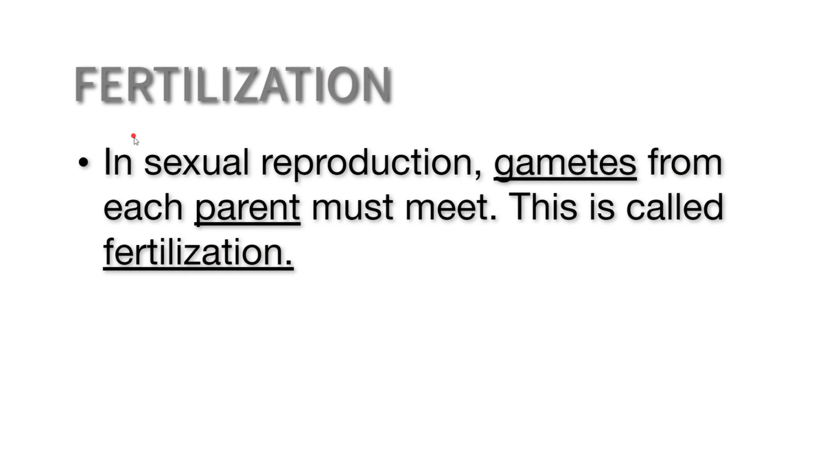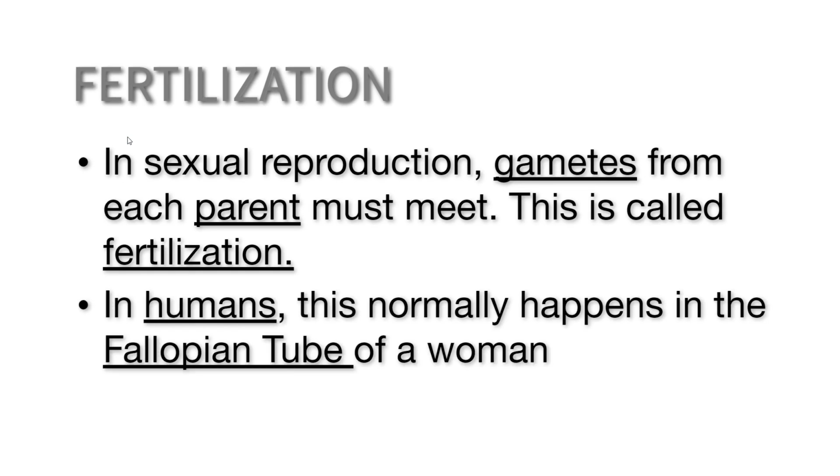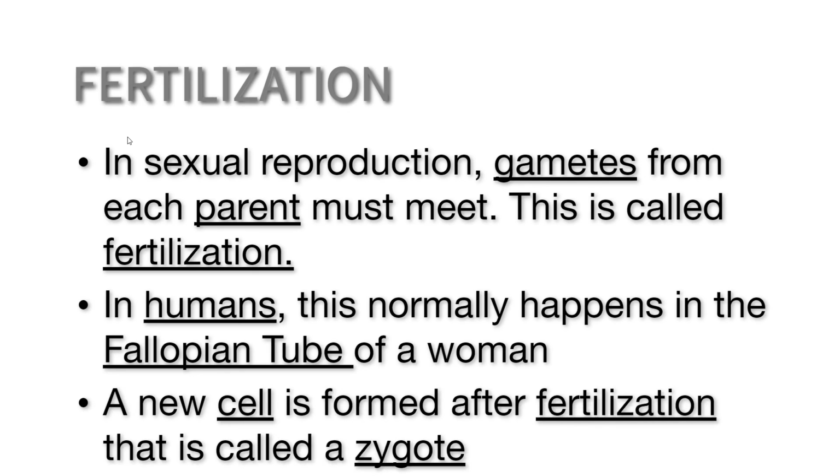Fertilization. In sexual reproduction, gametes, sperm and eggs, from each parent must meet. This is called fertilization. In humans, this normally happens in the fallopian tube of a woman. A new cell is formed after fertilization called a zygote. Okay, so that first cell is called a zygote. So I will have you watch this video.